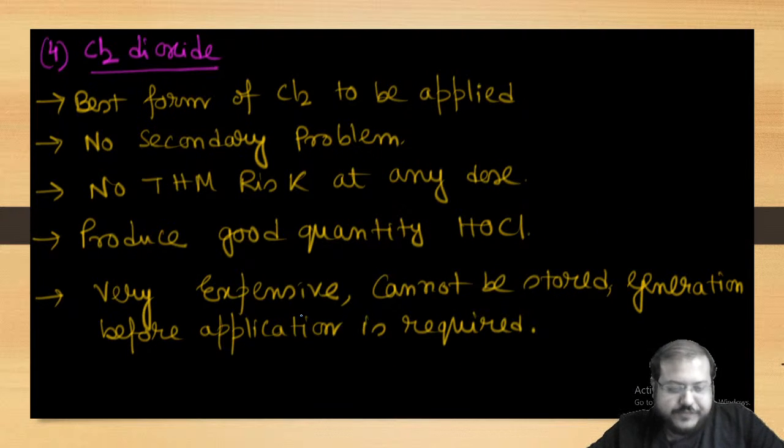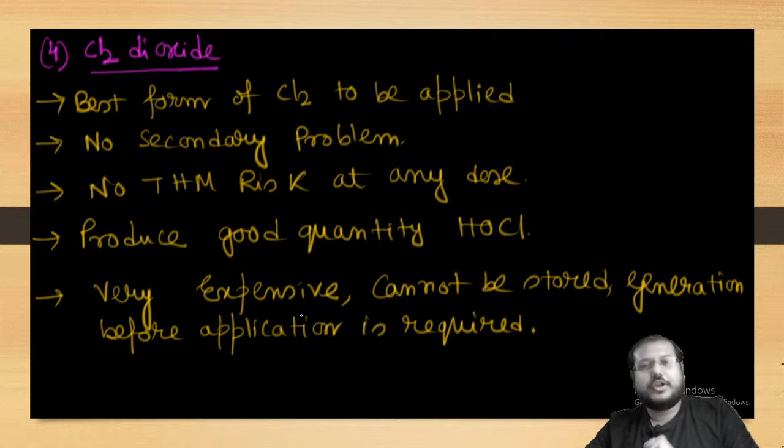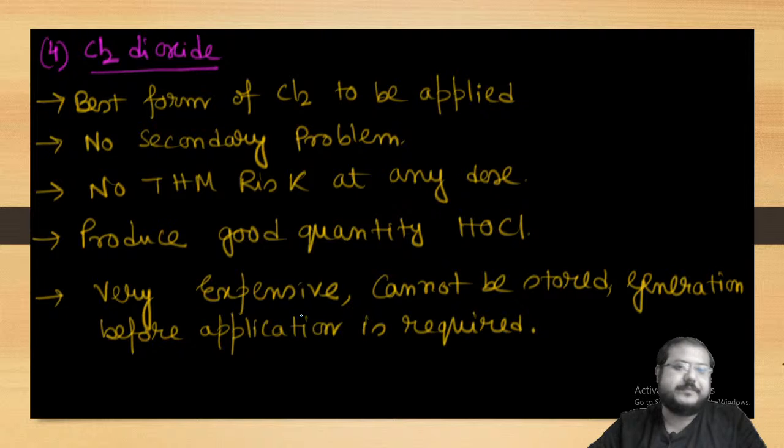Now, the fourth form of chlorine is chlorine dioxide. It is the best form of chlorine to be applied. No secondary problem, no THM risk, and it produces a good quantity of HOCl. The only problem is that what you need is not easily available: it is very expensive, cannot be stored, and generation before application is required.